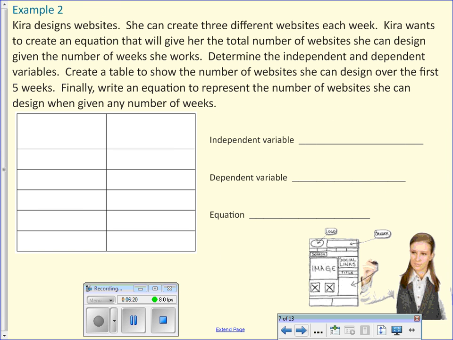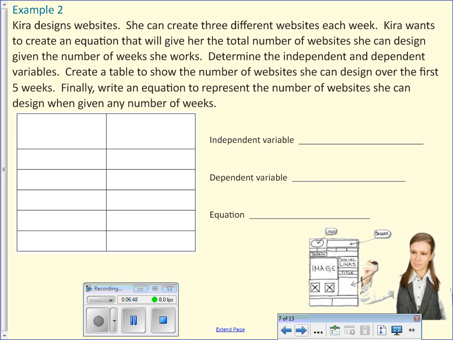So let's take a look at the next example. Kira, do you know your sister designs websites in her free time? Does she keep you up late at night, clacking away on the computer designing websites? No? Okay, so Kira designs websites. She can create 3 different websites each week. Kira wants to create an equation that will give her the total number of websites she can design given the number of weeks that she works.